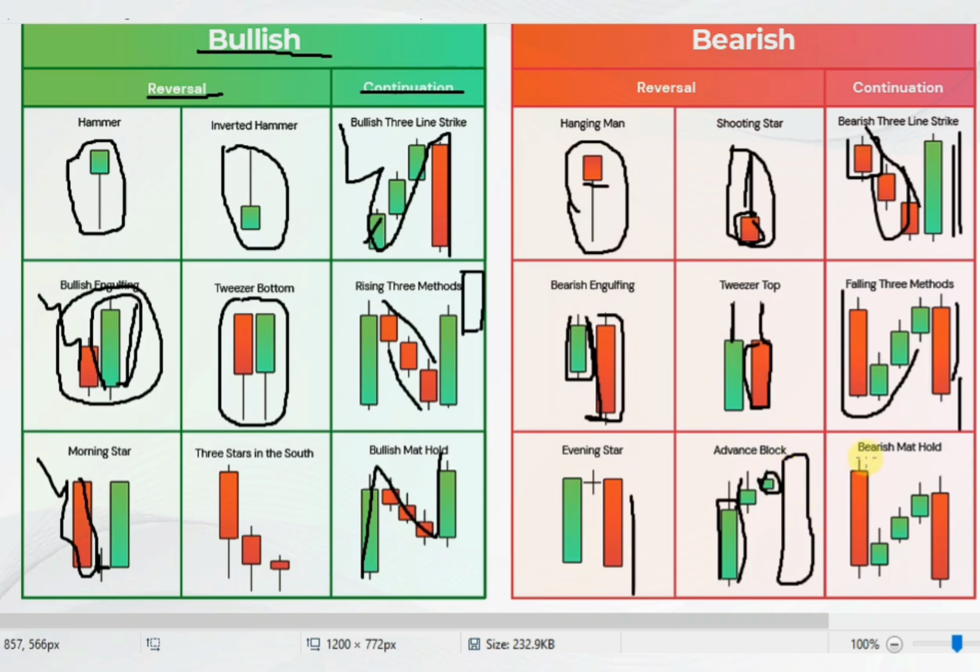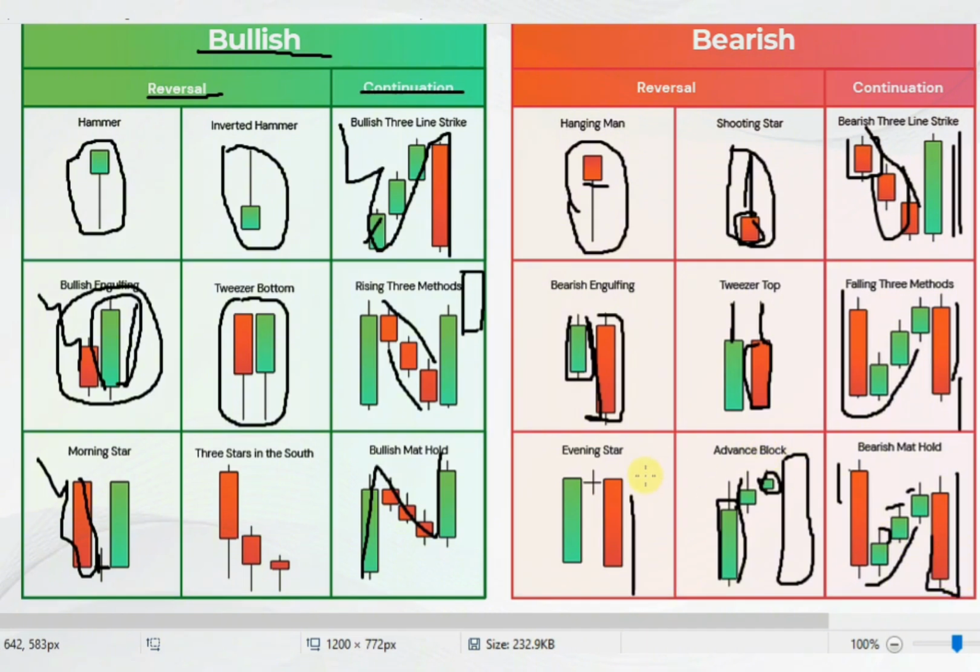All right, so we have the bearish mat hold, which also means that there are sellers in the market. The market is coming to the downside because this is a continuation pattern, right? The market is coming to the downside, a little retracement to the upside with these small green candles, and then you see a very big bearish candle indicating that the market is going to drop further to the downside.